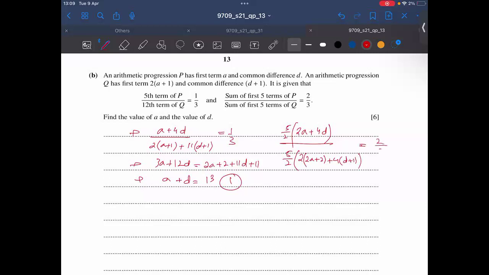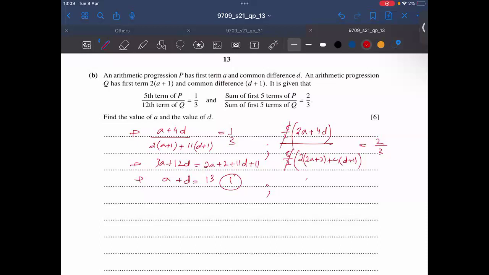Sir, why did you write 2A plus 2? Yeah, because the first term in the formula you have already 2, this 2, and this is A. The first term of Q is this 2A plus 2. So why didn't you put it in the numerator also? No, because that is for P. The first term for P is A, just A.